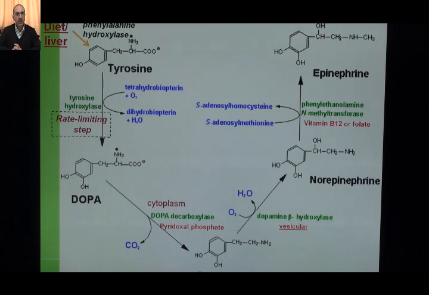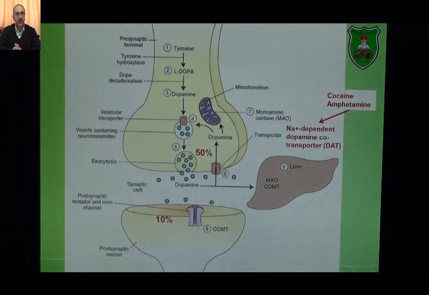Now, the first reaction, conversion of tyrosine to DOPA, is the rate-limiting step. It's the highly regulated step in the synthesis of these neurotransmitters. The other thing is that we have this moiety right here. The ring structure is known as catechol. This is a catechol moiety, and that's why these neurotransmitters are known as catecholamines collectively. The synthesis of norepinephrine from dopamine is actually vesicular, and let's go into more details about that.